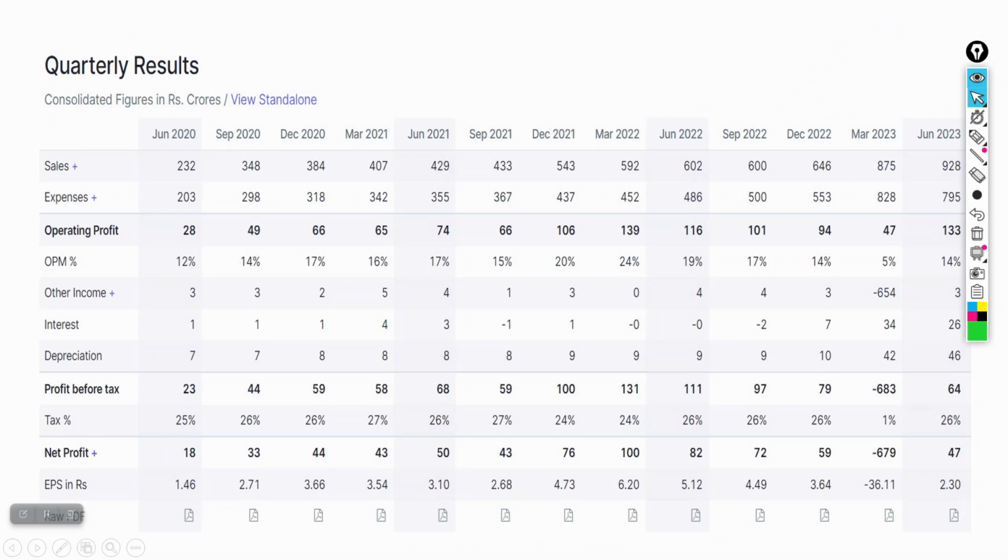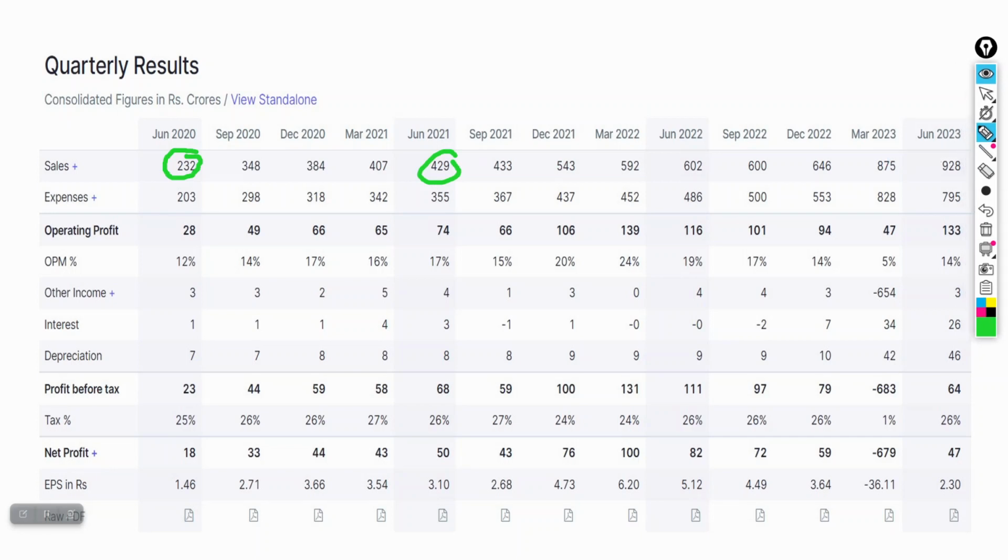So these are the quarterly results. From the last 3 years, we can see that the initial sales was 230 crores, which has increased to 400 crores, 500 crores, 600 crores, and in 3 years it has more than tripled. It is 920 crores in the recent June quarter, and the operating profit was 30 crores. It has gone up to 130 crores. So being small cap in nature, it has increased sales tremendously and profit exponentially.